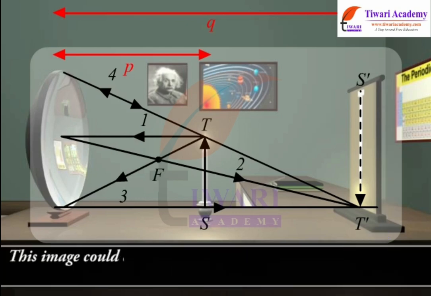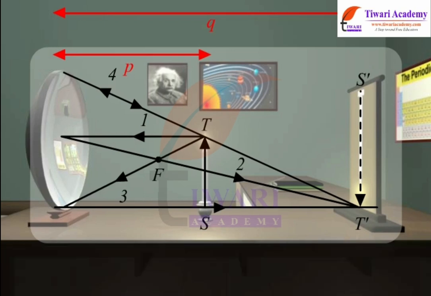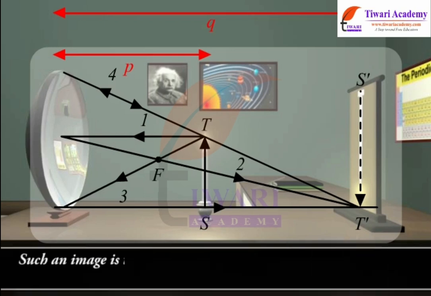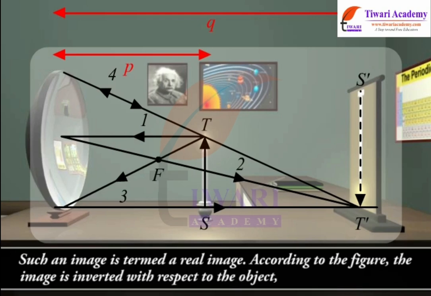This image could be viewed by projecting it onto a screen placed between points S1 and T1. Such an image is termed a real image. According to the figure, the image is inverted with respect to the object and is also magnified.